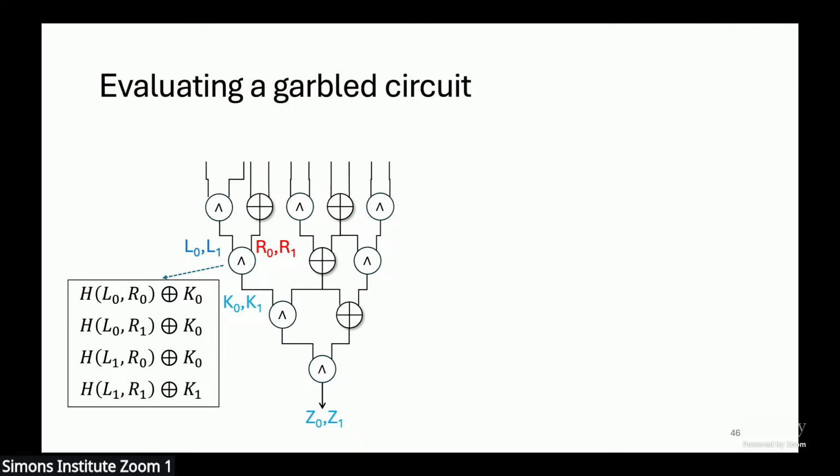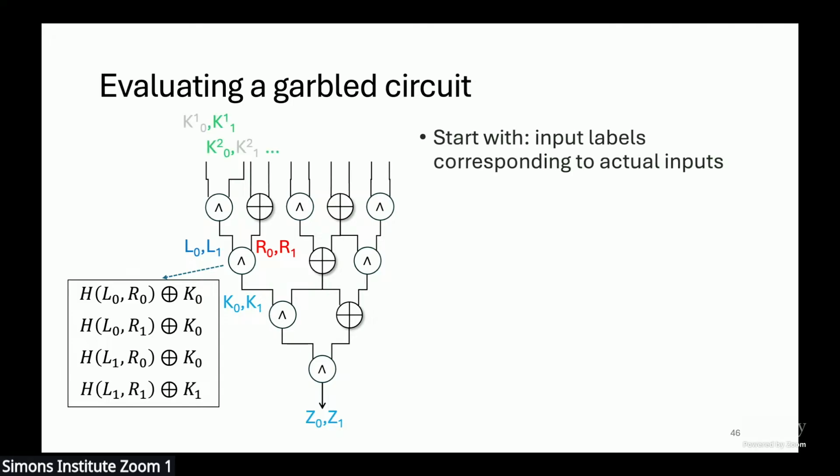Okay, so garbled circuits can be evaluated where if I start with the input labels corresponding to the actual inputs, so if the first bit is input 1, I get the first label. The second bit is input 0, I get the first label. And then I can use these encrypted truth tables to learn the output label for the next gate.